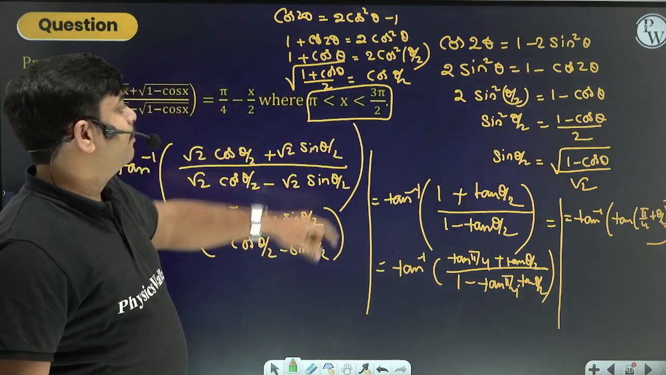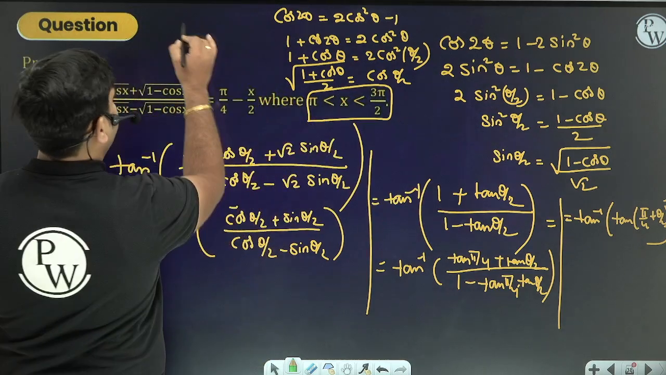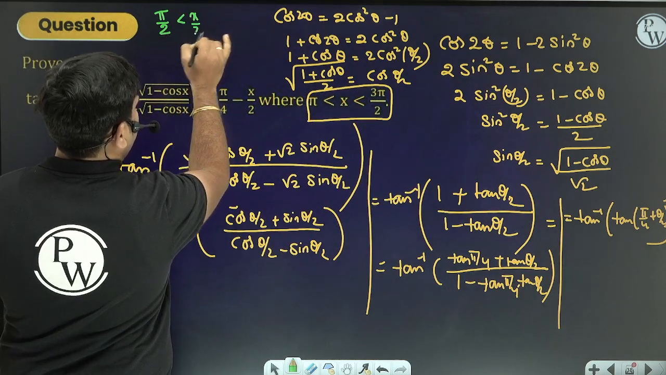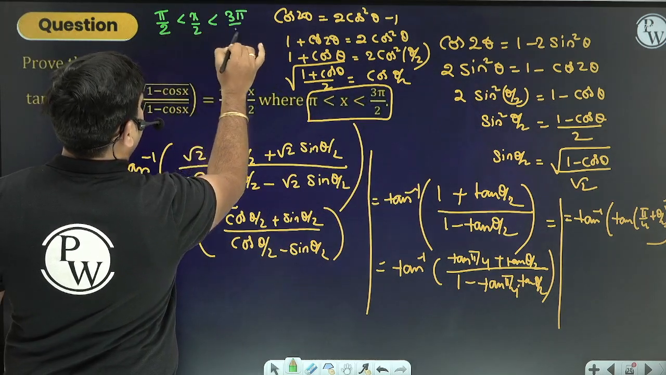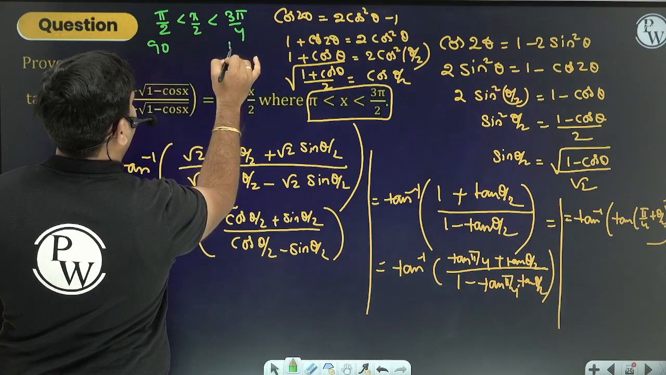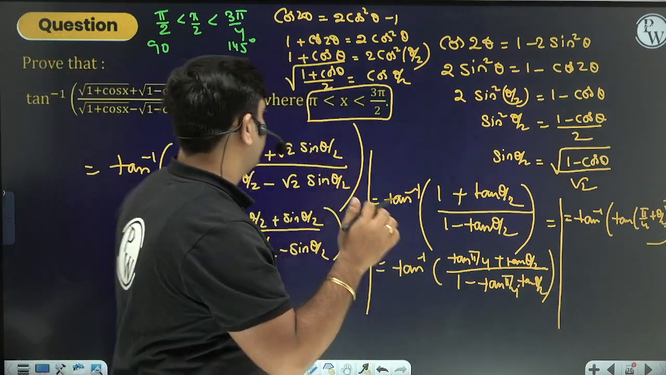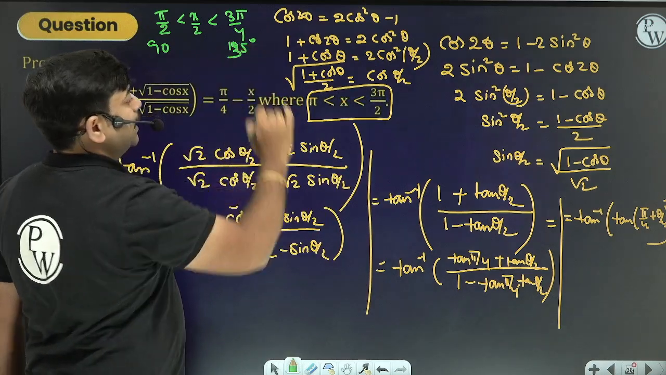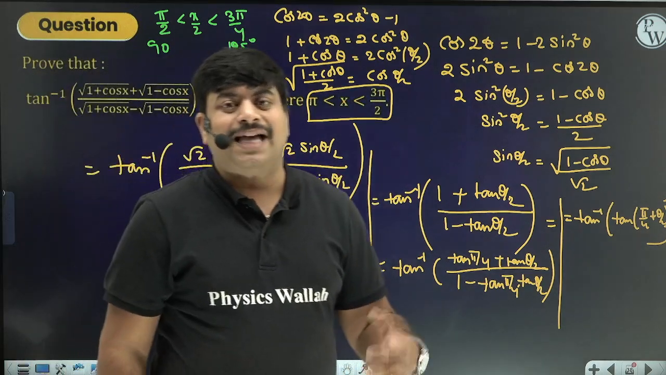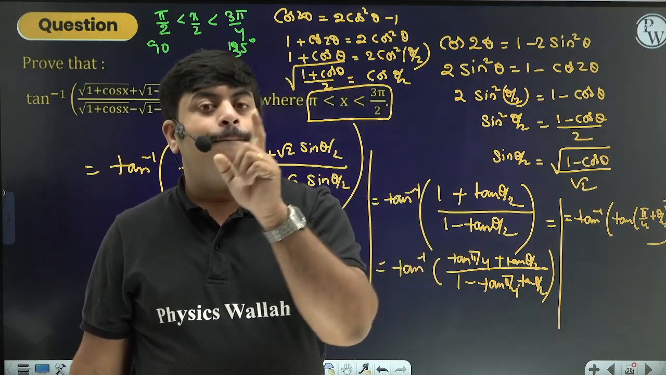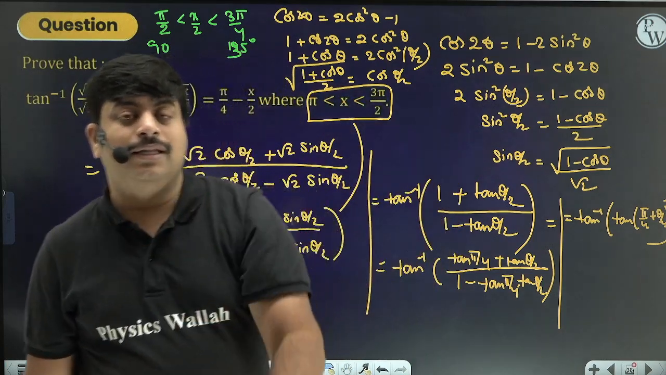See, when x is between pi to 3 pi by 2, I know x by 2 will be a value between pi by 2 and 3 pi by 4. That means between 90 and 135 degrees. Between 90 and 135 degrees, what is sine? Sine is positive in the second quadrant. But cos is negative in the second quadrant.